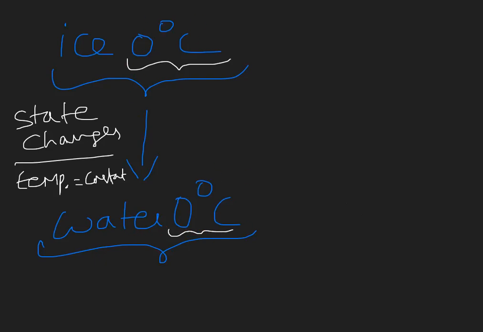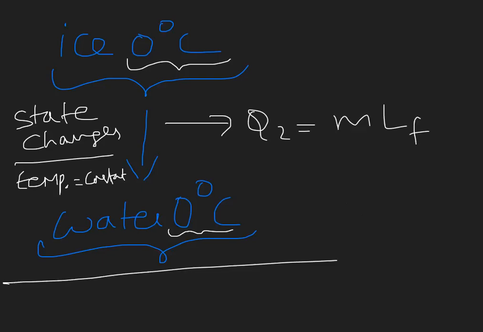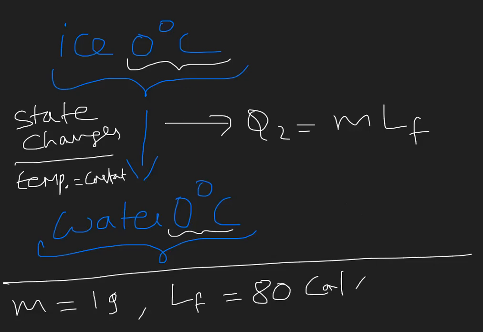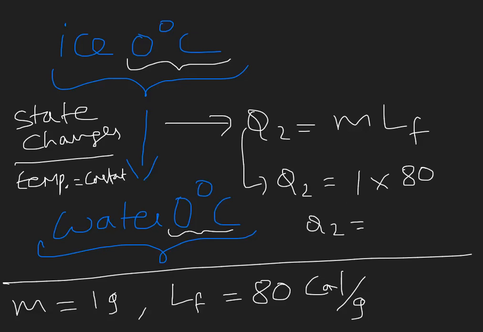So from this information, now what is the formula I can take? Q2 is equal to m L_F. What is m? m is mass. Already in the question they gave mass as 1 gram. And L_F means latent heat of fusion of ice. Its value is 80 calorie per gram. So from those values already we know. So Q2 is equal to m is 1, L_F is 80. So finally I can write Q2 is equal to 80 calories.